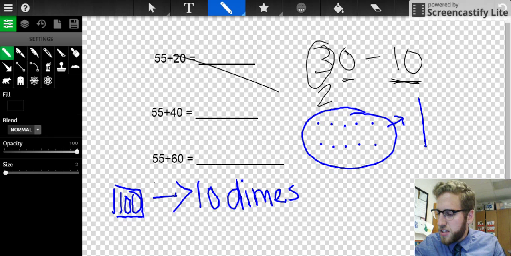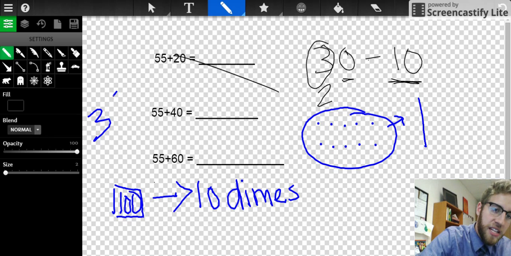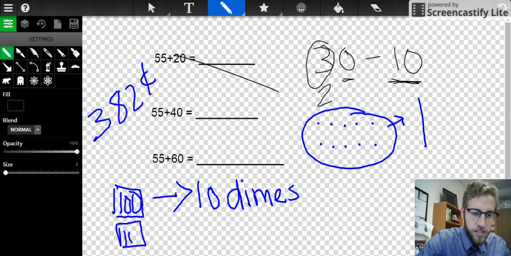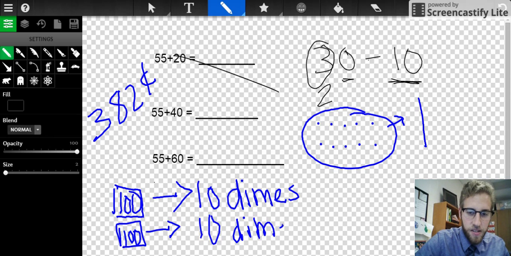We have how many pennies in all? We have 382 pennies, or 382 cents. So right now, with 100 cents, that gives us 10 dimes. Another 100 cents will give us another 10 dimes, for a total of 200 cents. Because every 10 dimes is 100 cents.